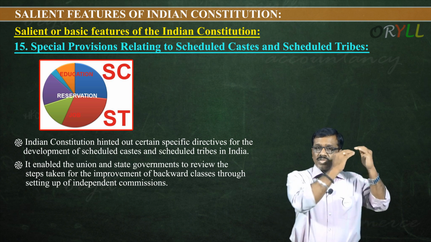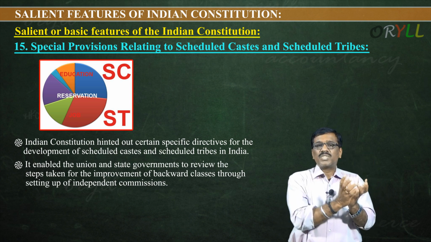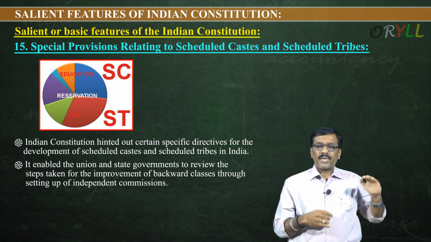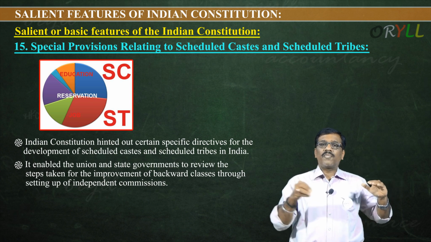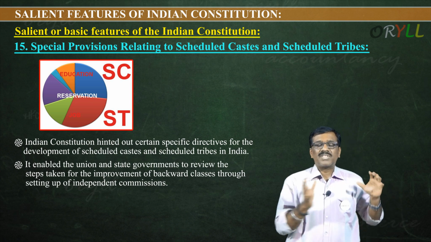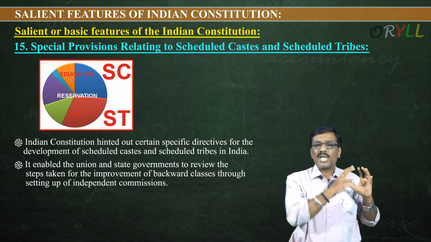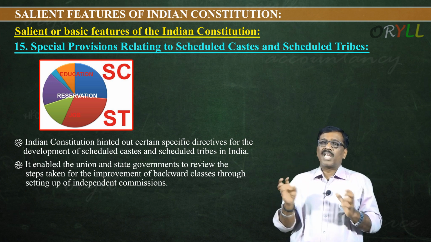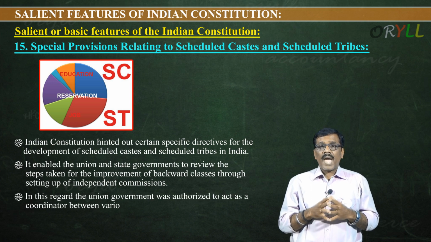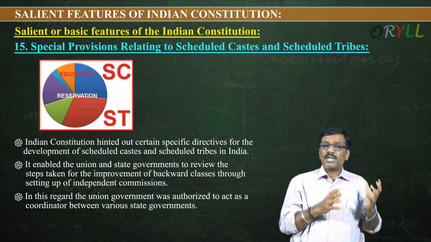According to the provisions of the constitution, these commissions will take care. They have one chairman at the national level, and they have someone at the state level who will take care of their functions, their demands and all. And in the government, you have a separate ministry, the social empowerment ministry, which will take care of these commissions. In this regard, the union government was authorized to act as a coordinator between various state governments.